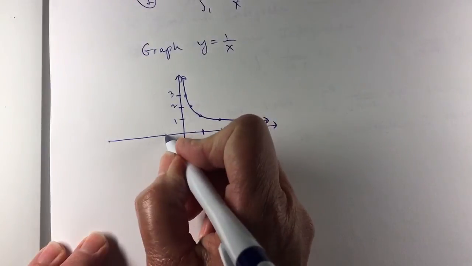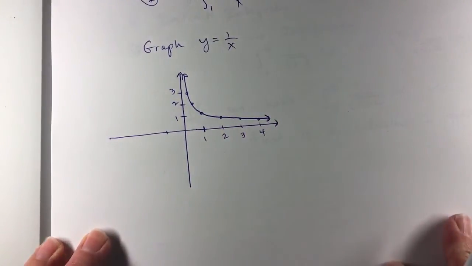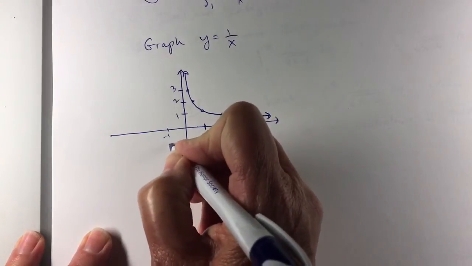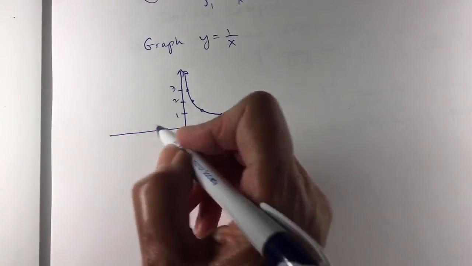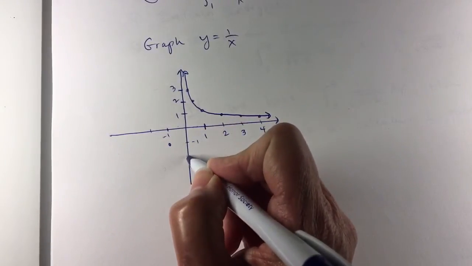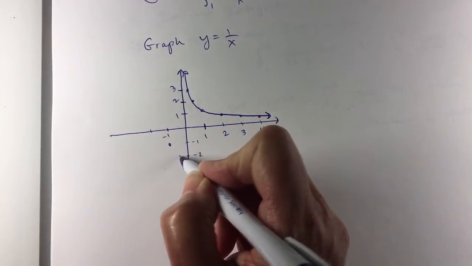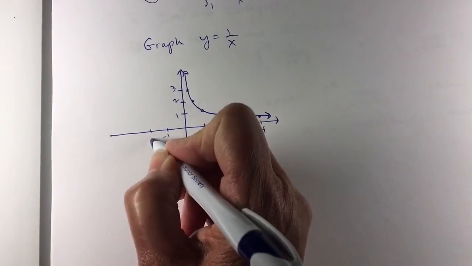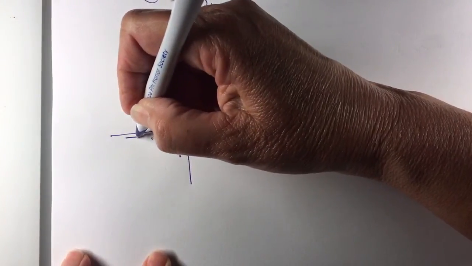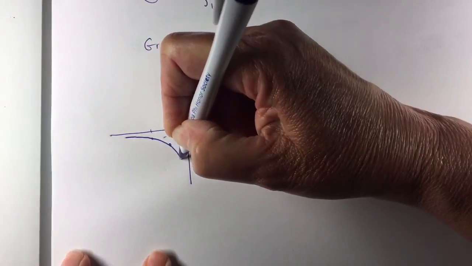If I pick negative numbers, if I pick -1, we get -1. If I pick -1/2, I get -2. If I pick -2, I'll get -1/2. We have this portion here in the third quadrant.